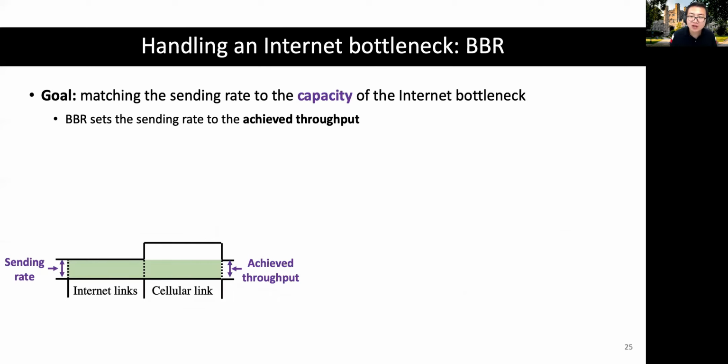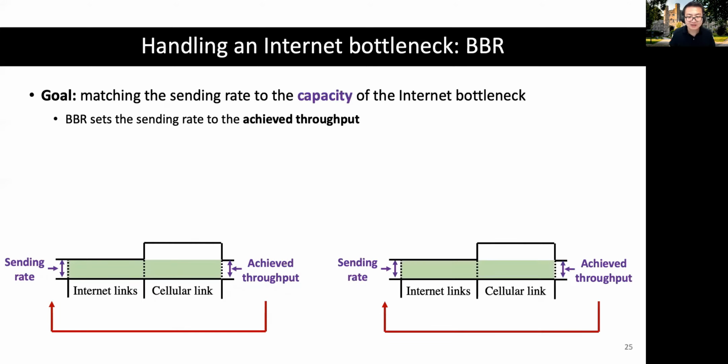What shall we do if the bottleneck is at the internet link? We actually do exactly the same as BBR does. Specifically, BBR sets the sending rate to the achieved throughput. This algorithm has a problem. When the bottleneck capacity, which is also the capacity of the internet link, increases, the sender doesn't know. So the sender cannot increase its sending rate accordingly.